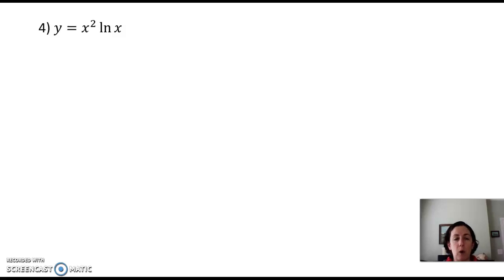Here, what do we have? We have y equals x squared times the natural log of x. Variable times variable. X squared times the natural log of x. Here, you're going to have to use the product rule.